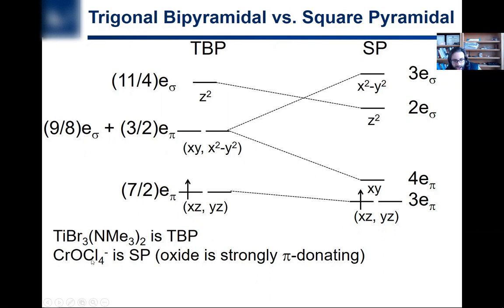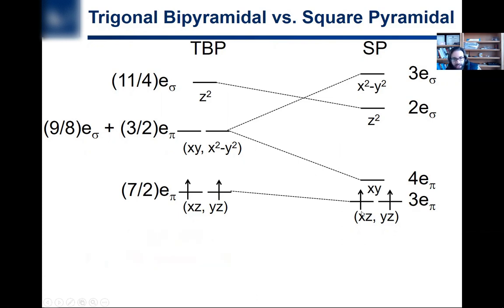Okay, but here you have an oxide. Oxide is strongly pi donating, so you have a high positive value of e pi. So then that 0.5 e pi difference does make enough. And so it is SP.